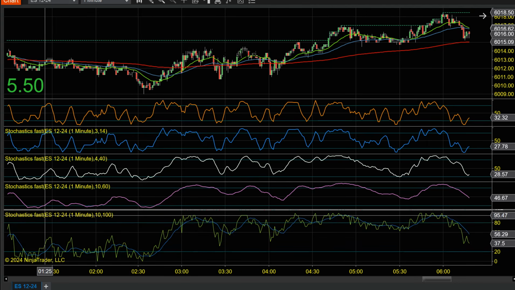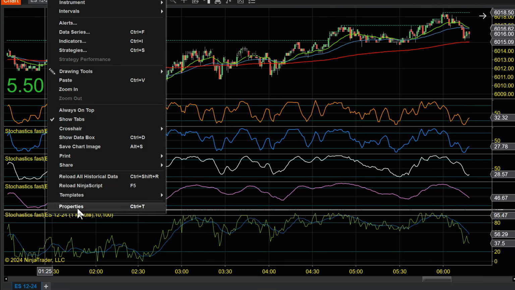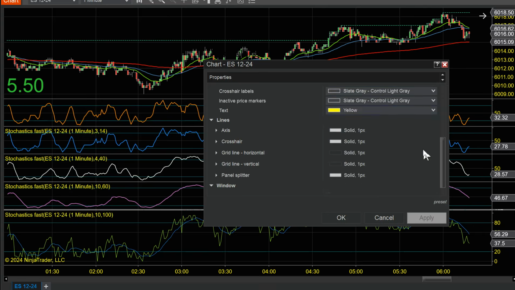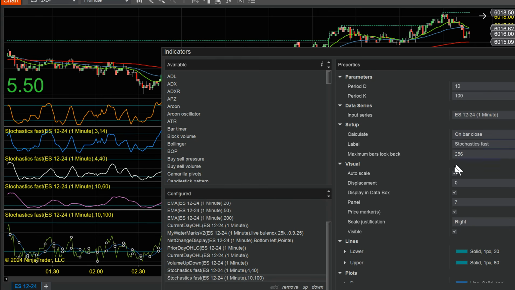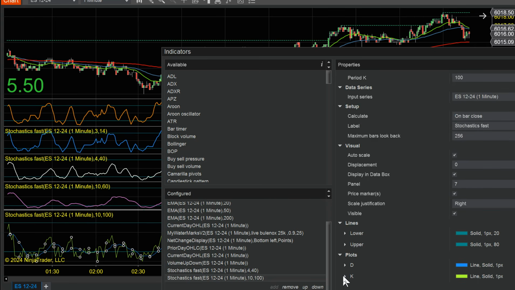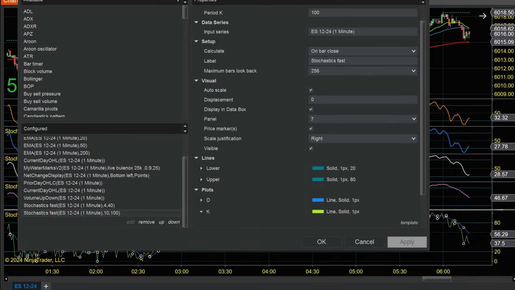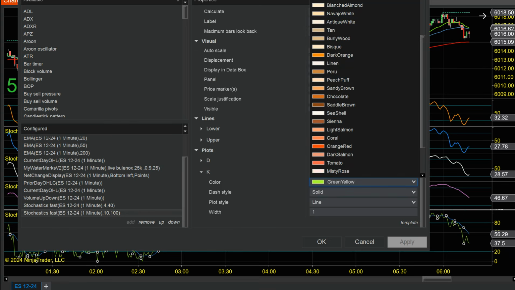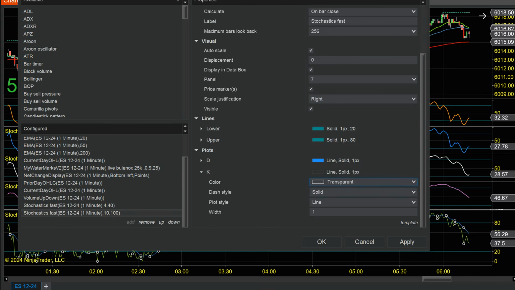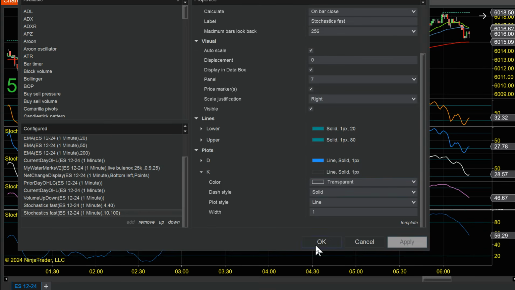So when you're into your stochastics and you're going into those properties there, you just want to make sure, cancel that. You want to make sure your stochastics, your K line is transparent. Your K line is transparent. That's on NinjaTrader. So you pull that down, and you gotta go to transparent. It's usually up on the top, and then you apply it, and all of a sudden you just have the one line.